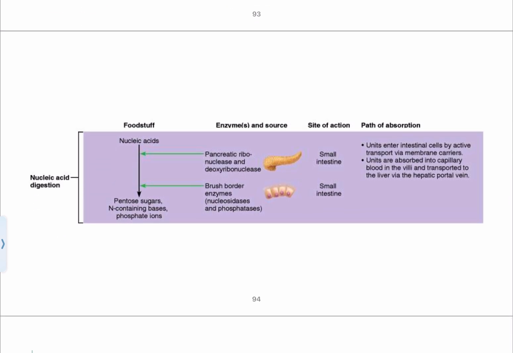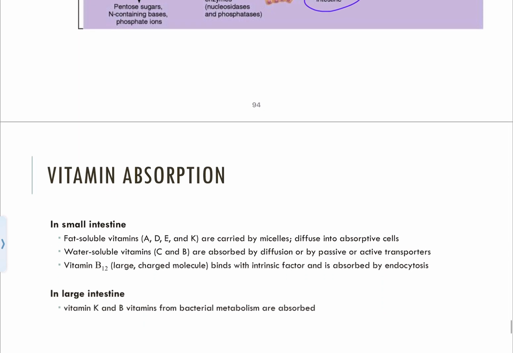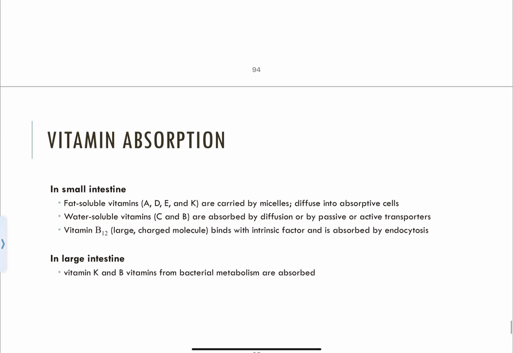So really, we didn't mention nucleic acid breakdown in our previous chapters. We focused on the other macromolecules that we have in our diet. But here you can see that nucleic acid digestion is only occurring in our small intestine. And we're relying on those pancreatic nucleases in order to break these down, along with the brush border enzymes.